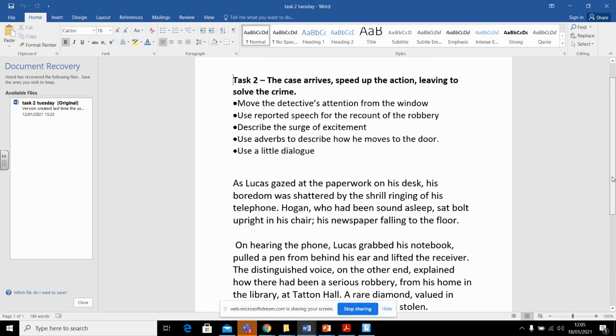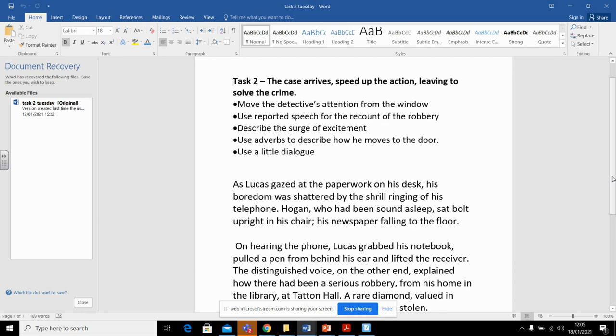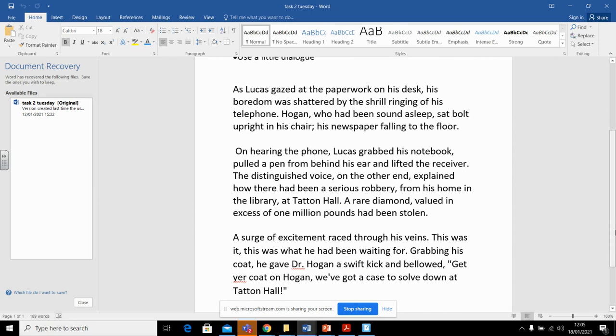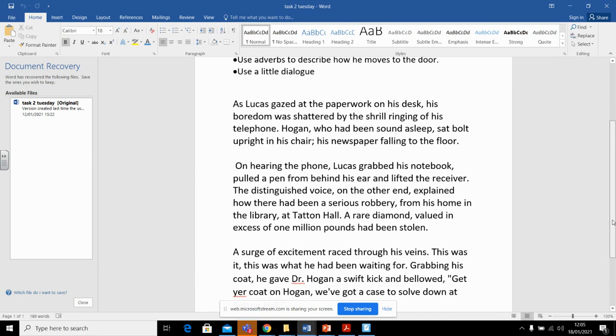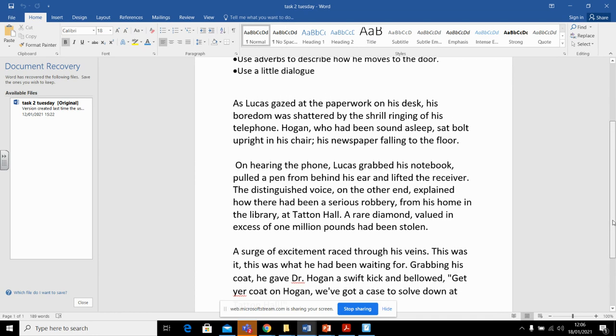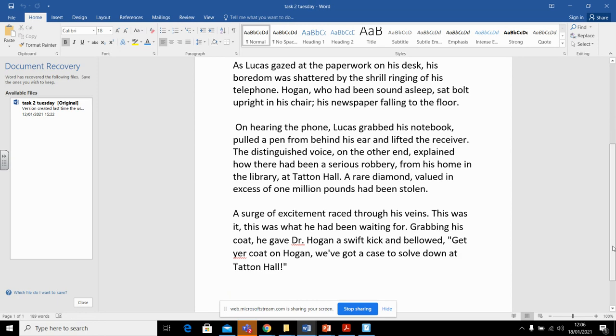We want you to write the next part of your story where you move the detective's attention from the window to the phone call and the excitement and leaving the office. You also need to use the speech in this bit, or an explanation in this bit, of what's been stolen and where you're headed. As you can see in the second paragraph, the distinguished voice on the other end explained how there had been a serious robbery from his home in the library at Tatton Hall. A rare diamond valued in excess of £1 million had been stolen.